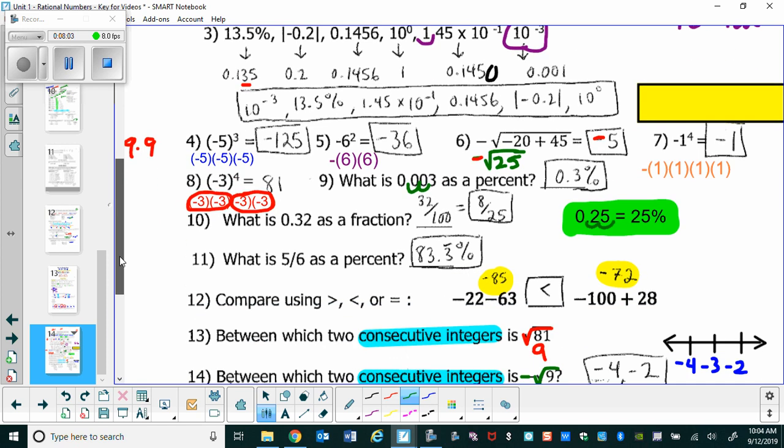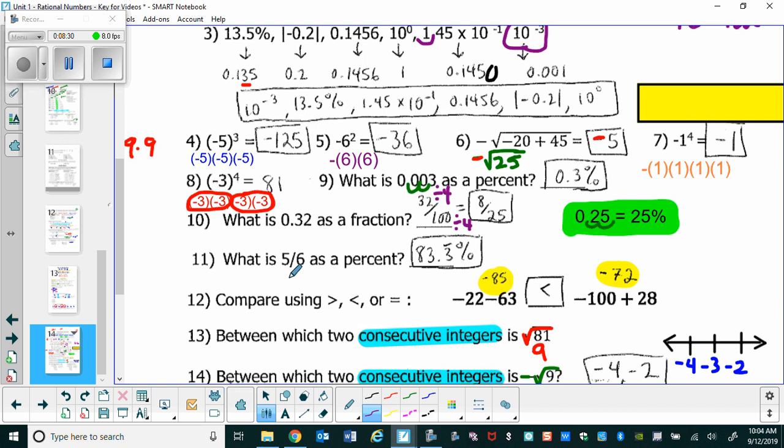Now we're on number 10. For number 10, 32 hundredths, I just said that decimal. Now it's a fraction. And we can divide both of these by 4 when we reduce. Now you could divide by 2 and get 16 over 50, and then divide by 2 again. That works. Or the greatest common factor, divide by 4, and we get 8/25.